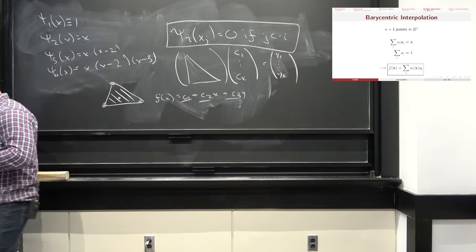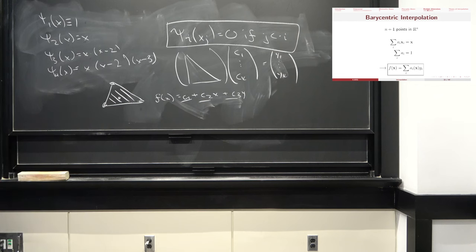Do you see that? So the y's are the values of the corners of the triangle, and the a's are the weightings. So that you guys understand this little formula here.